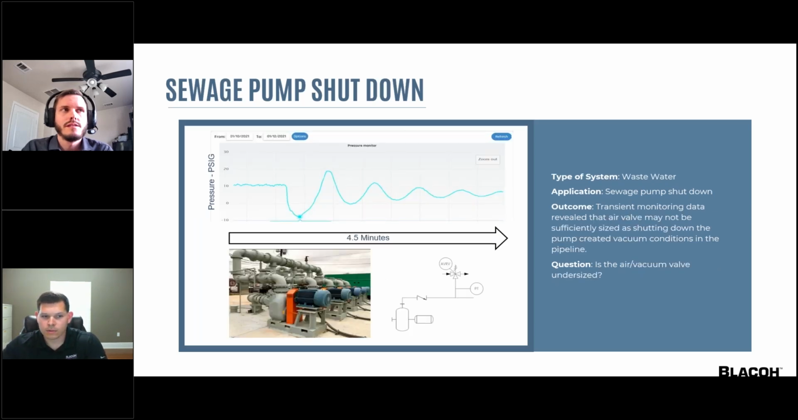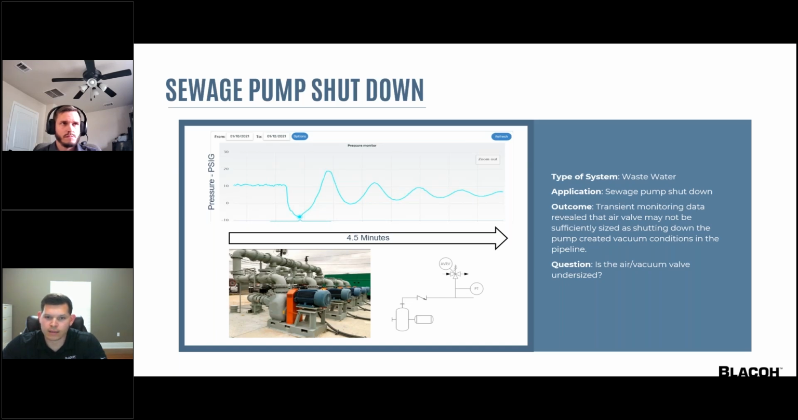This next example is a different system, but the exact same application and sensor location. The wastewater pump shut down and the sensor is installed on the combination air valve. Again, we're going to see a low steady state discharge pressure, just above 10 PSI. And when that pump shuts off, the system goes very negative, minus 7.9 PSI.